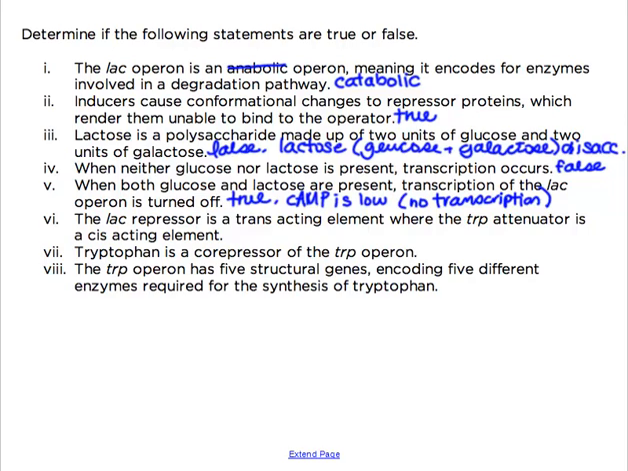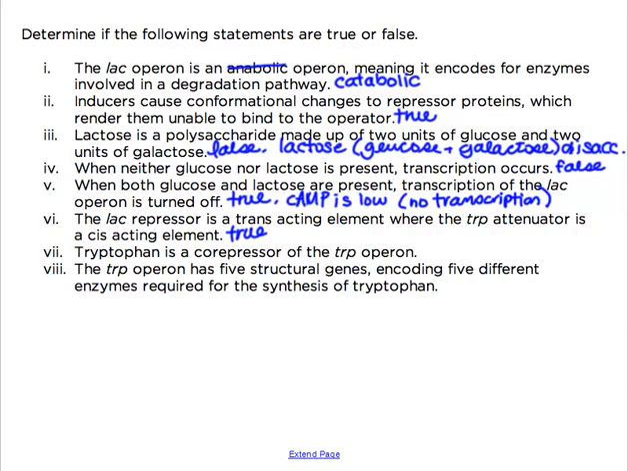6. The LAC repressor is a trans-acting element, where the TRP attenuator is a cis-acting element. So this is true. Remember, because the LAC repressor is a protein which can diffuse to any copy of the LAC operon that is in the cell. However, the attenuator in the TRP operon is that region 4 of the leader sequence, and that is a piece of mRNA. So that is part of the mRNA of the whole operon that's getting transcribed, and therefore it can only act on that operon that it is a part of.